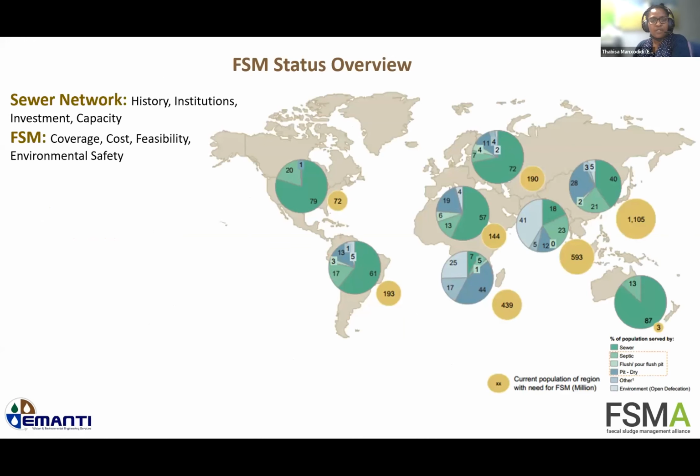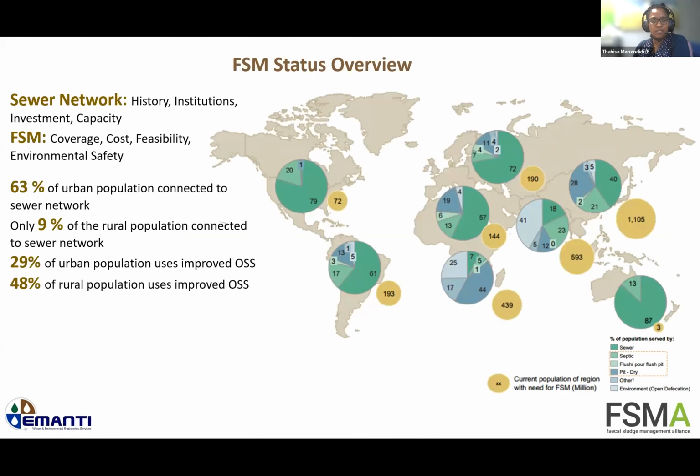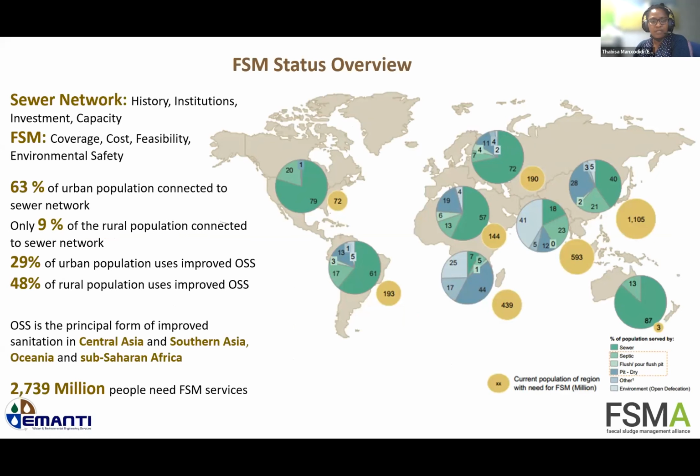Okay, just then the FSM status overview. I think this is something that most people are aware of or have seen, just to give you general historic information. Globally, the SUA network, as you can see, history, institution and investment capacity, and the FSM coverage, cost, feasibility, environmental safety. So these other areas have had problems also, or it has been applied to many of the areas which have got sanitation issues.